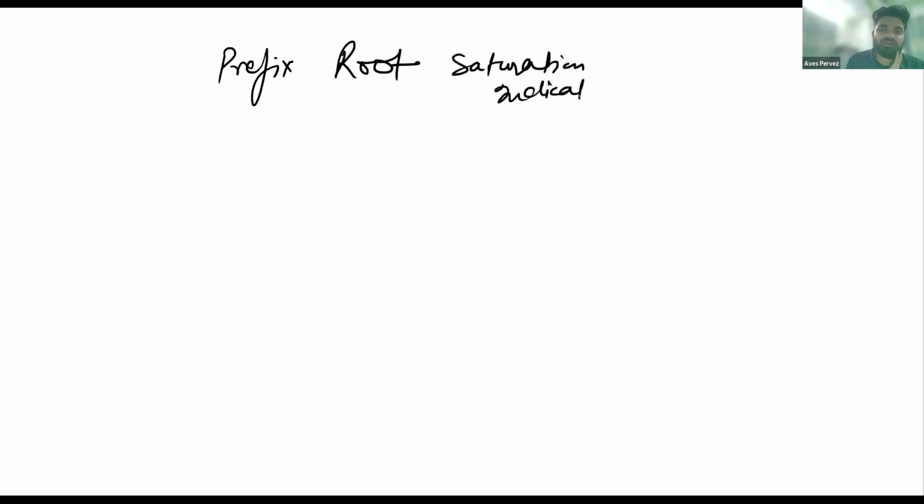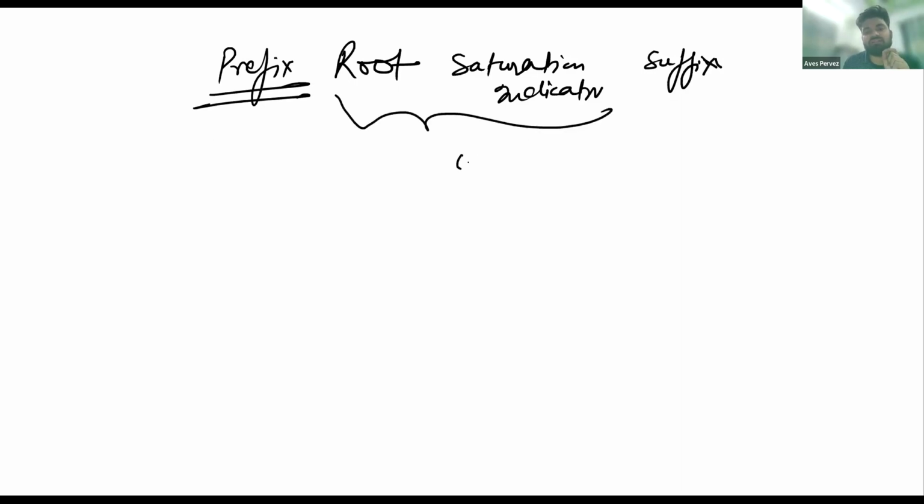Now, let me help you understand how an IUPAC name is written. We have the prefix first, then we have the root, then we have the saturation indicator, and then we have the suffix. Okay. Of these, the root and the saturation indicator are compulsory.